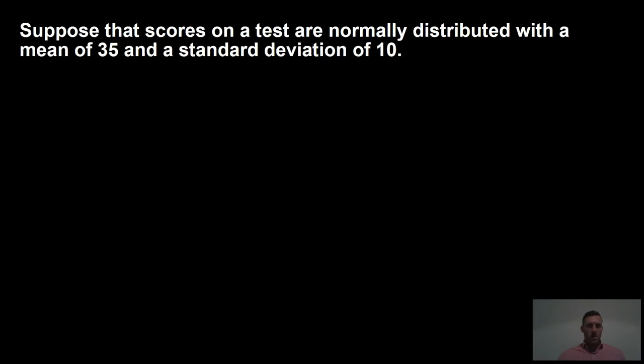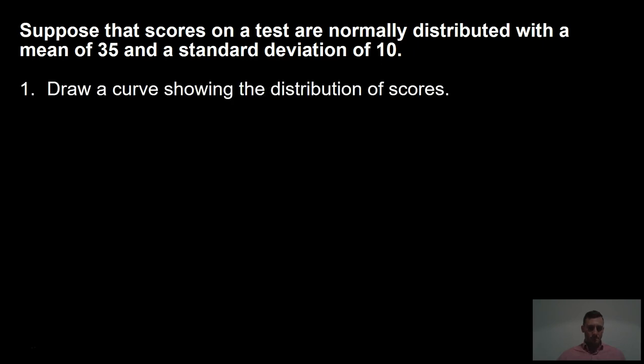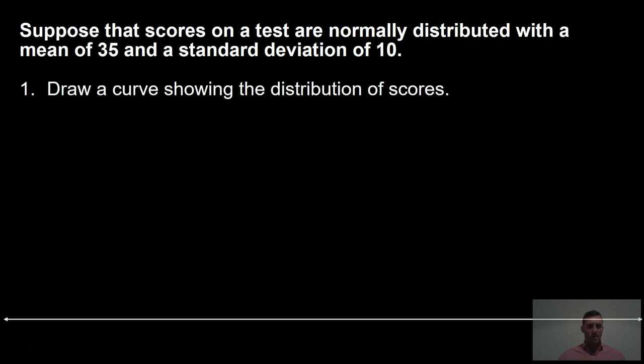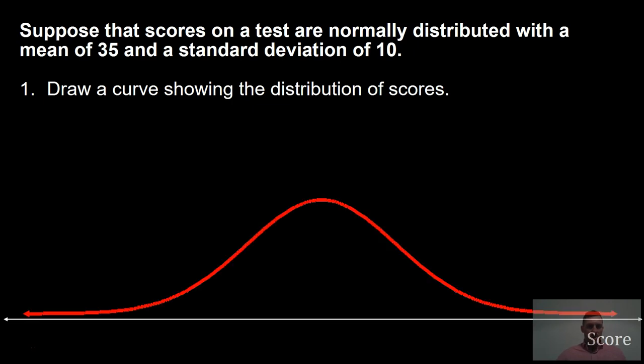Suppose that scores on a test are normally distributed with a mean of 35 and a standard deviation of 10. Draw a curve showing the distribution of the scores. Okay, first we draw in our axes and we label it with score because we're looking at scores. Then we draw in our normal distribution curve and we draw in our line for our mean and we label our mean. So our mean of 35, that's given.